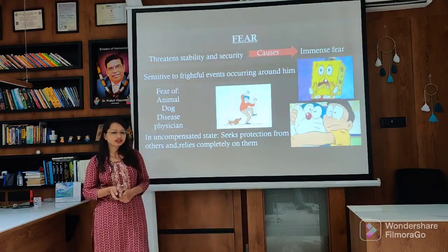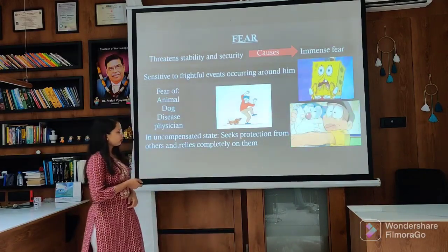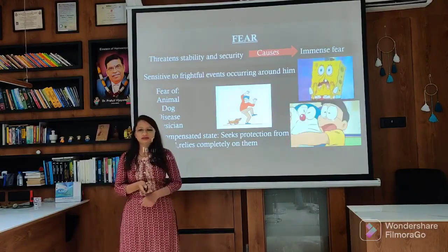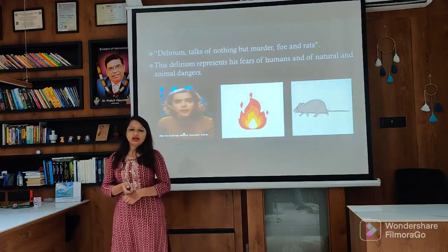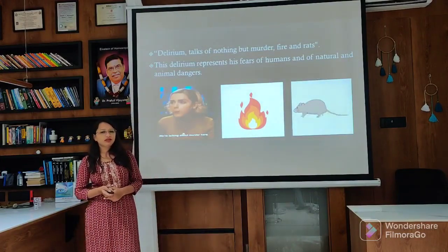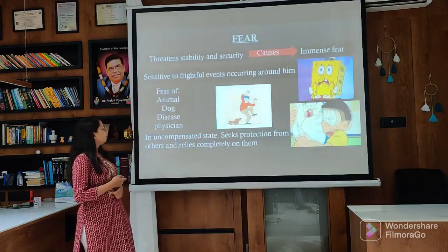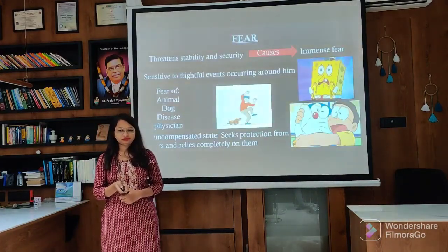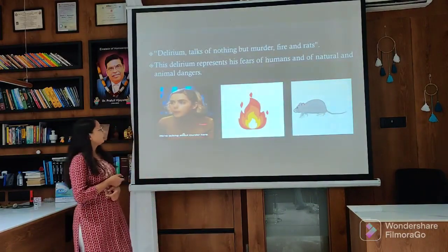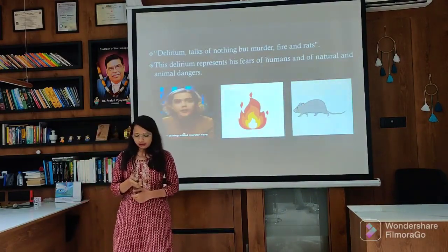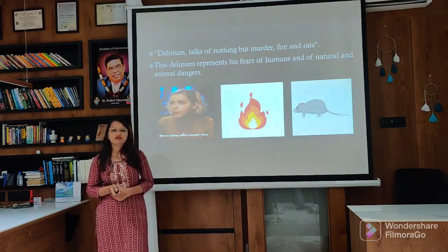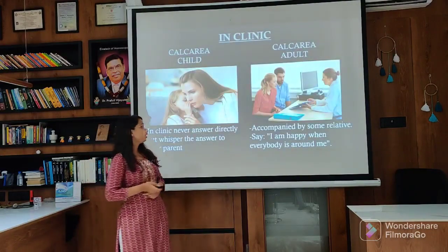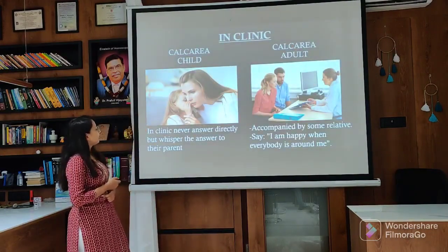Uncompensated state: they seek protection from others and rely completely on them. Delirium talks about nothing but murder, murder, fire, and rats. This delirium represents his fear of human nature and animal danger. In the clinic, the Calcarea child does not answer directly.